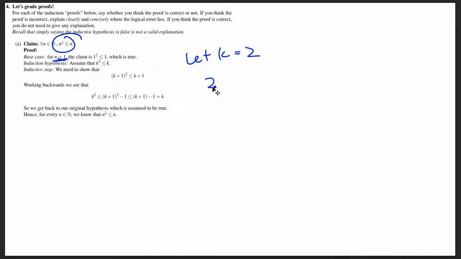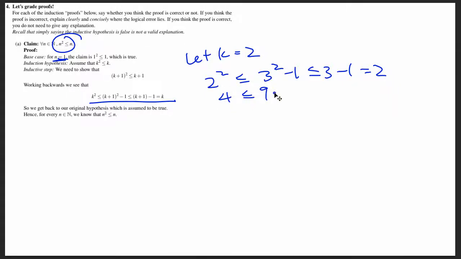So then 2 squared, we're following this proof with 2. 2 squared is less than 3 squared minus 1 is less than 3 minus 1 equals 2. This is what the proof claims, and we can see that clearly something went wrong in this step. 8 is not less than or equal to 2.